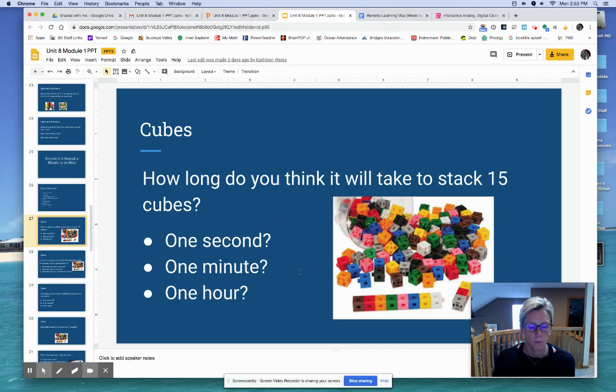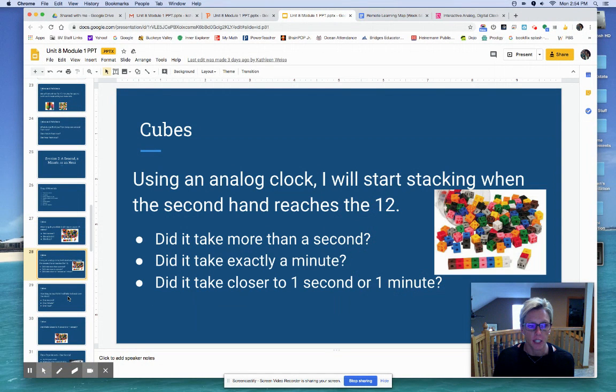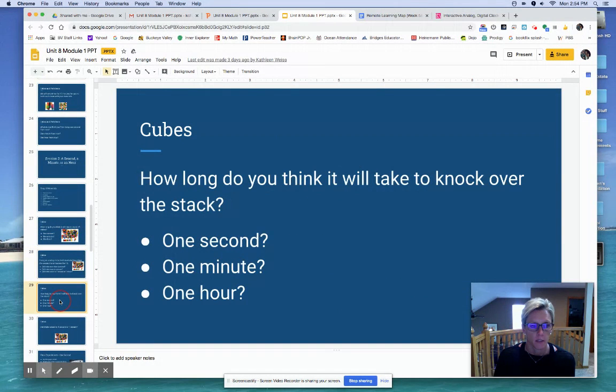So one of the activities is with cubes. What you'll do is you'll take 15 cubes and you'll see how long it takes you to stack them. Easy peasy, right? Is it going to take 1 second to stack 15, 1 minute, or 1 hour? Take a second and think about that now. What's your prediction? What do you think will take 1 second, 1 minute, or 1 hour to stack 15 cubes? I agree, probably 1 minute, but you can give that a try. Okay, so you'll test it and see what happens.